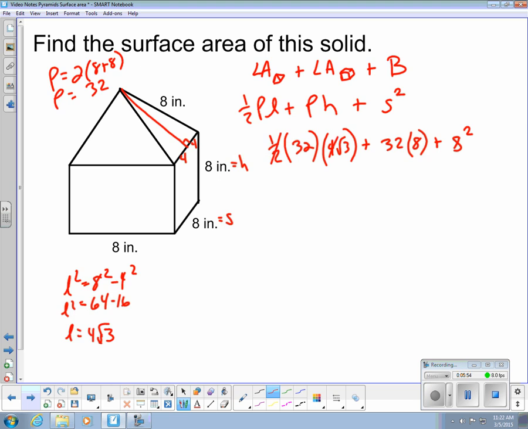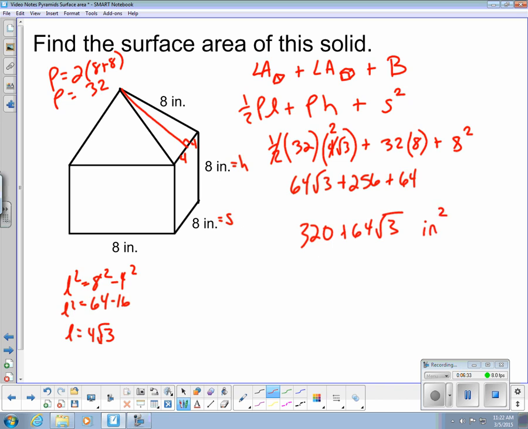So let's do the easy part. 1/2 of 4 is 2, so this gives me 64 square root of 3, plus 32 times 8, which is how much? That's plus 256 plus 64. When I add those things together, I get 320. That's 320 plus 64 square root of 3. Remember, I need my units. This is going to be inches squared since this is area.